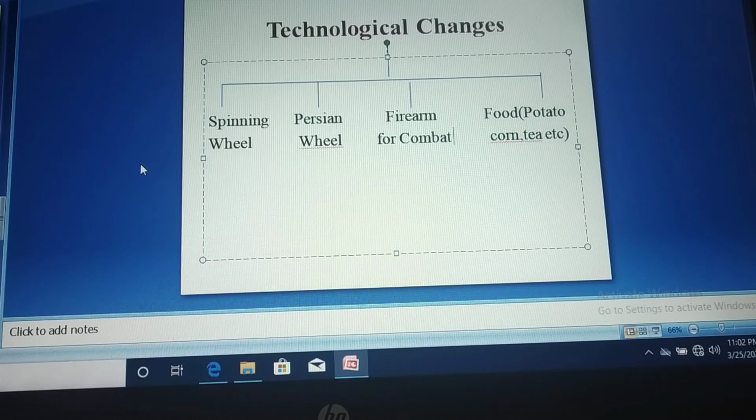Okay, so children, let's recap what we studied today, and in the third lecture tomorrow we'll discuss further. So we studied technological changes, spinning wheel, Persian wheel, firearm combat, interesting facts about manuscripts, difficulties in studying manuscripts and what exactly manuscripts are, and the maps and other things. That's all we studied. That's all for today's lecture, and tomorrow in the third lecture we'll study the emergence of new groups and religions.